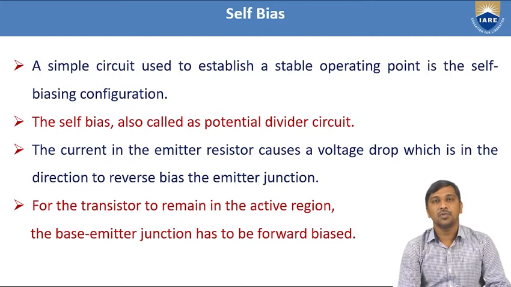Irrespective of the temperature parameters, we always need to satisfy that the emitter base junction is forward biased and the collector base junction is reverse biased to operate the transistor as an amplifier. For this, we need to provide a stabilized operating point, or a constant Q point, in the active region.